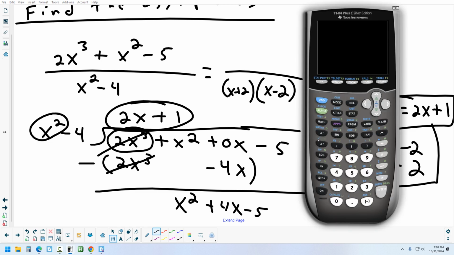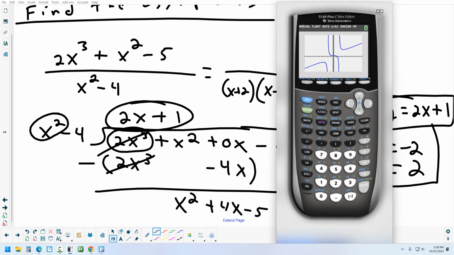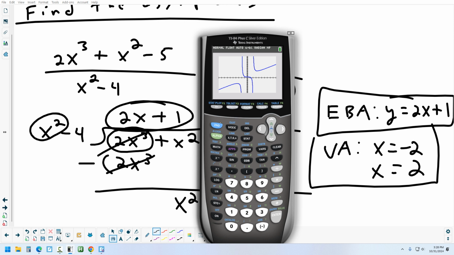All right, and we've already have that on the calculator, so we can see we've got a vertical asymptote at 2. We got one at negative 2. And if I put the line 2x plus 1, hopefully it should look like our graph is getting closer and closer to it. That looks perfect. Okay, any question on that one?